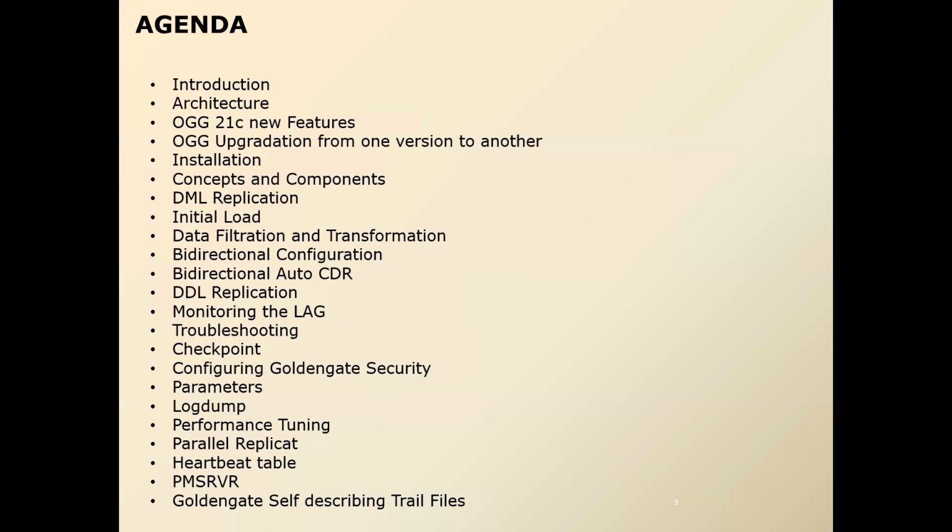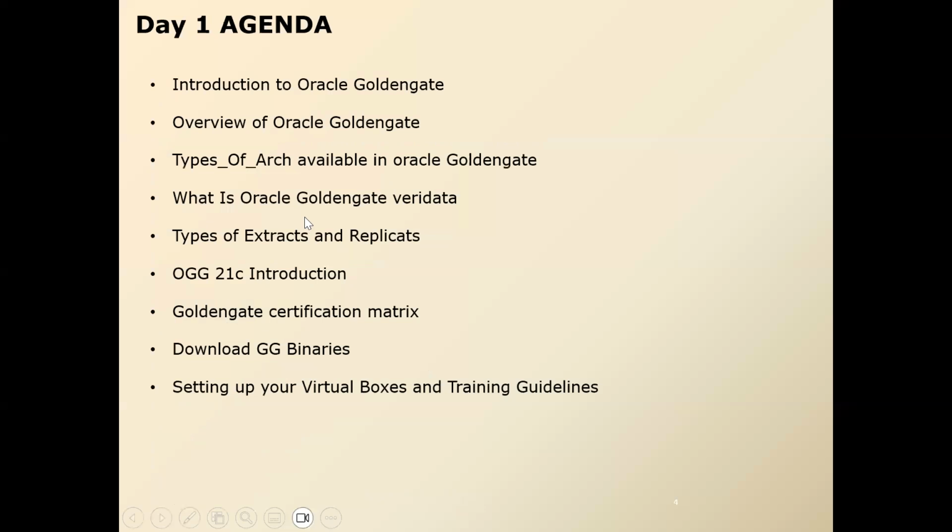Okay, so let us start with the day one training session. In today's session, we are going to discuss the introduction to Oracle Goldengate, an overview of Oracle Goldengate, and the different types of architectures available in Oracle Goldengate. Then, what is Oracle Goldengate Veridata? One thing I'm mentioning is that this is classic architecture training. So what is classic architecture, and what do we mean by it? We'll be discussing that. Then the different types of extracts and replicates involved.